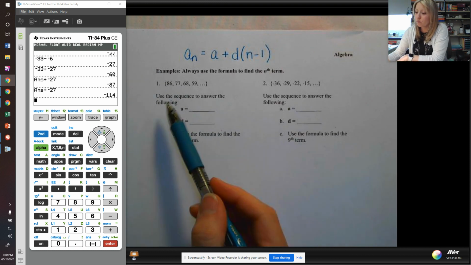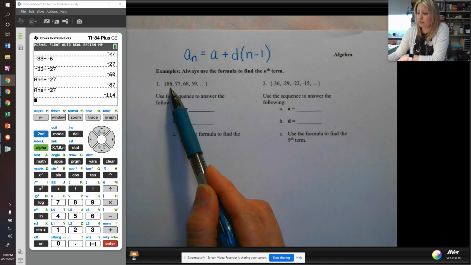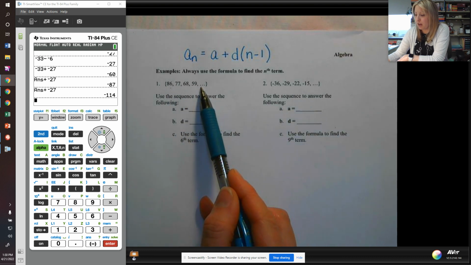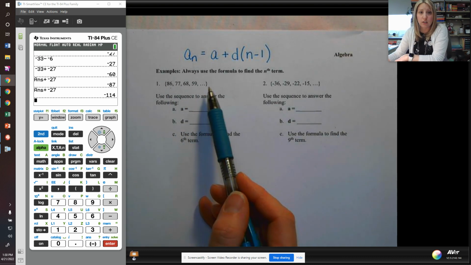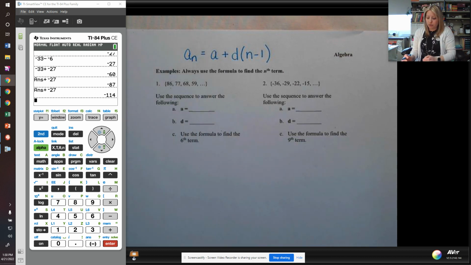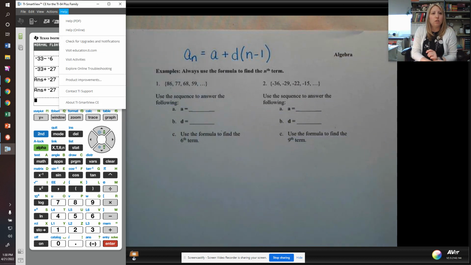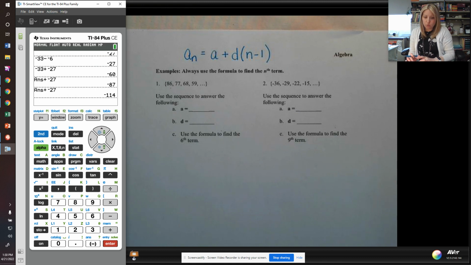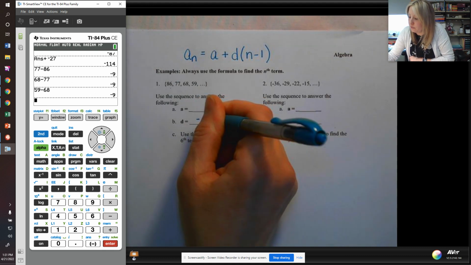Here we go. So, okay, 86, 77, 68, 59, dot, dot, dot. So we are continuing on to infinity, an infinite sequence. Let's figure out what that common difference is. So 77 minus 86 is -9. Okay. 68 minus 77 is -9 again. Let's hope that continues. 59 minus 68 is -9. So our common difference is -9.